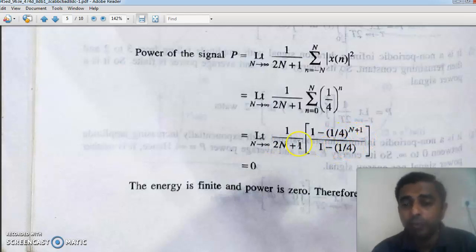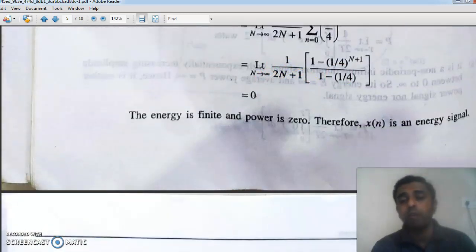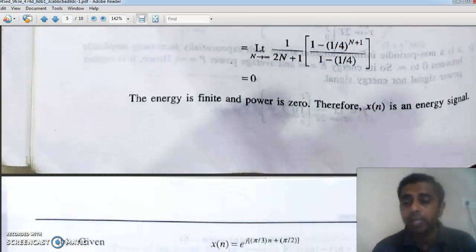Okay, and if you substitute that and apply the limits, the whole thing becomes 0, because here you have the value of N. If N tends to infinity, the whole thing goes to 0. So this is an energy signal. Why? Because power is 0 and energy is a finite value.